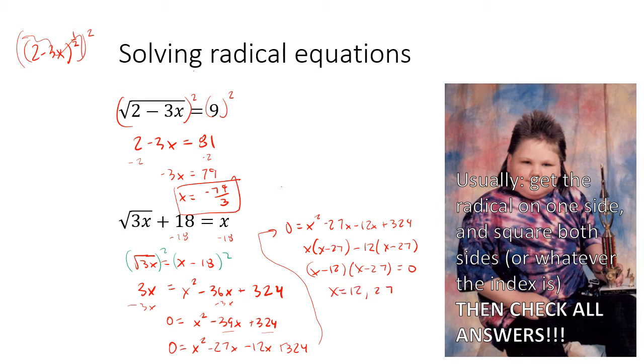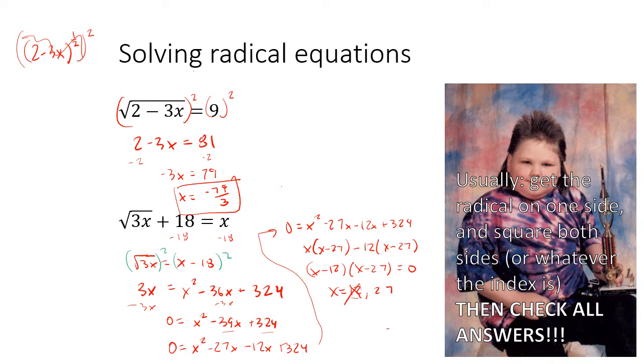Now here we have two answers, but we have to be real careful because we have to plug these back into our original problem to make sure it works. So if we plug in 12, for example, it will be the square root of 3 times 12, which is 36. So we'll have 6 plus 18. Does that equal 27? It doesn't, so 12 doesn't work.